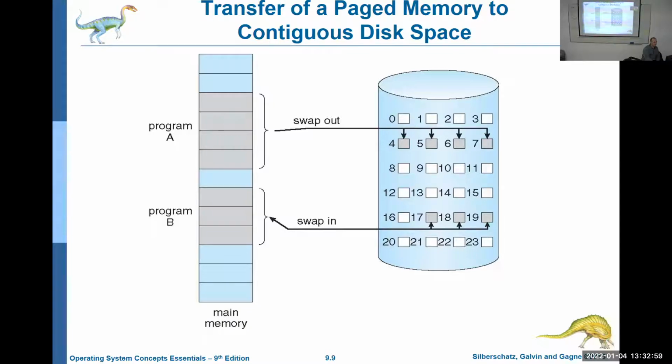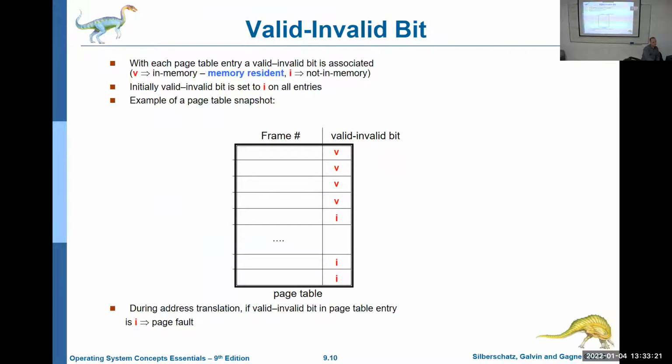Transfer a page of memory to contiguous disk space. So here's our disk. Here's program A. Here you see swapping out a whole program. We take program A, and we swap out all of its pages to someplace on disk. And then we can swap in some other program. That would be a total swap. So now let's talk about these invalid bits.